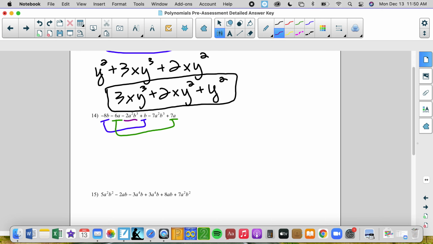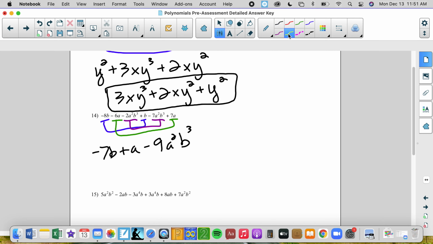We have a squared b cubed, a squared b cubed. Now we're dealing with coefficients, negative 8b, positive 7. Oh, I almost made that mistake. That's why it was good that I connected the lines. I almost connected the negative 8b and the positive 7a, but they're not the same color. Negative 8b and positive b gives me negative 7b. Negative 6a and positive 7a gives me a. Negative 2a squared b cubed, negative 7a squared b cubed gives me negative 9a squared b cubed.